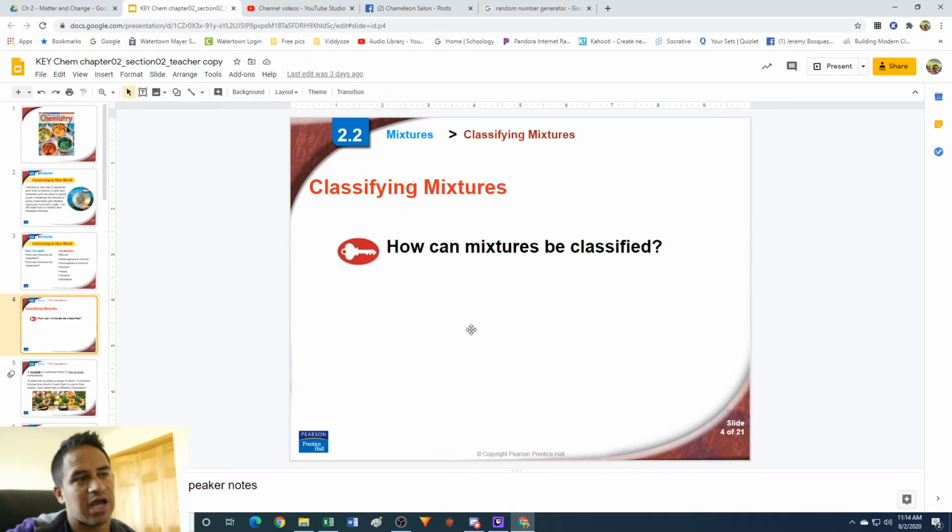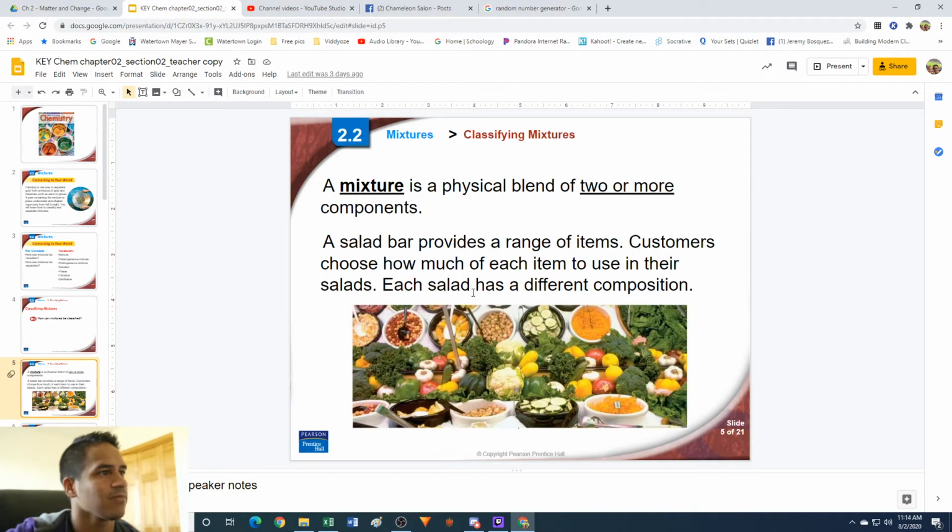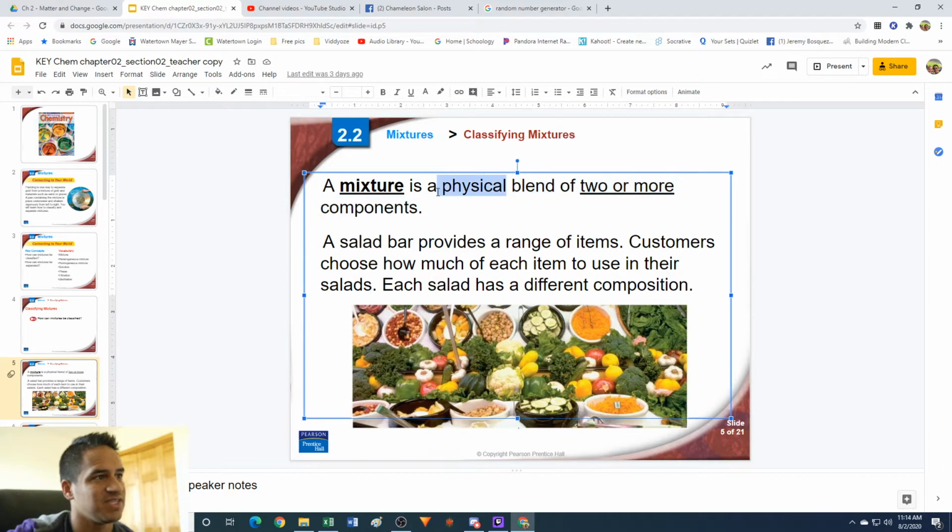All right, so first up, how can mixtures be classified? So let's take a look at what is a mixture to begin with, okay? So a mixture is a physical blend of two or more components. Now the key part here is this word physical, okay? The word physical and chemical come up a lot in chemistry. And understanding what that word means is really important. Now when you think of the word physical, you might think of like I'm touching someone, right? Like I'm getting physical with them. I have to contact them. It's not really what it means in chemistry, okay?